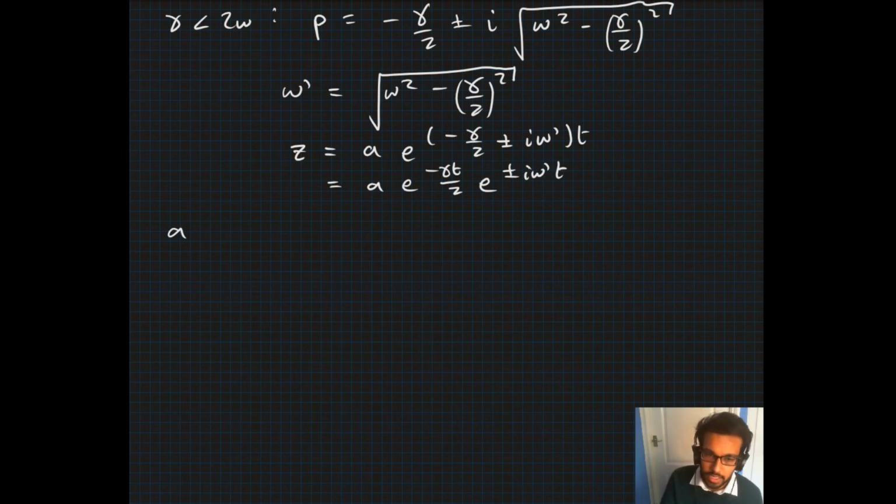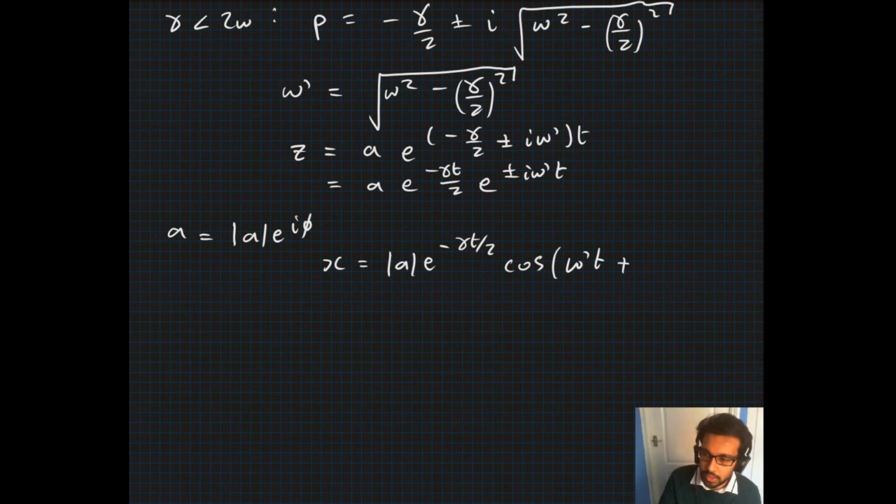And finally, writing A as the modulus of A times e to the i phi, and also taking the real part, we find that x equals the modulus of A, times e to the minus gamma t over 2, times the cos of (omega prime t plus phi). Okay, so this is the general solution in the case of light damping. Now this is the first payoff of using complex exponentials instead of cosines and sines from the outset. It's a lot easier to deal with A e to the pt in the original substitution than it is to deal with this expression.